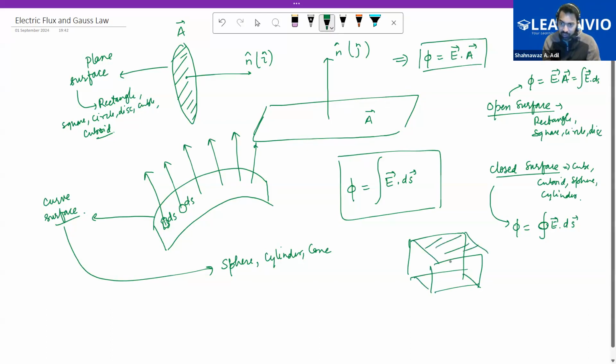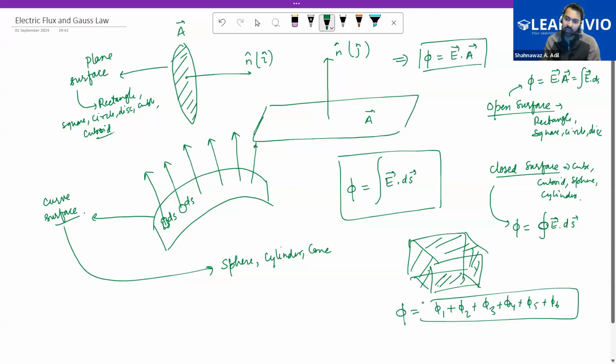So you see that this is made up of six surfaces and they are closing each other, right? Yes. So in this case, if you calculate the flux, then it will be phi 1 plus phi 2 plus phi 3 plus phi 4 plus phi 5 plus phi 6, due to the closed surface, because we have six surfaces, right? Yes. So this is the thing that we have to be very careful of in this electric flux.